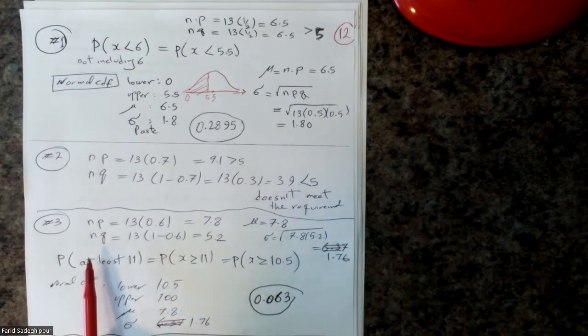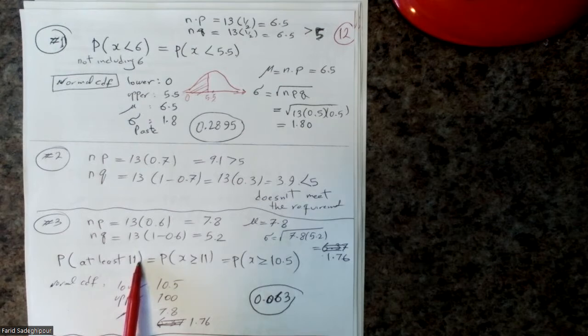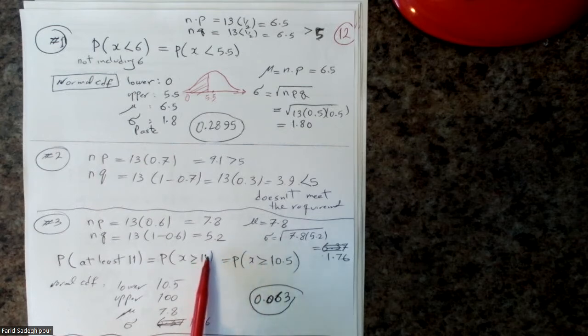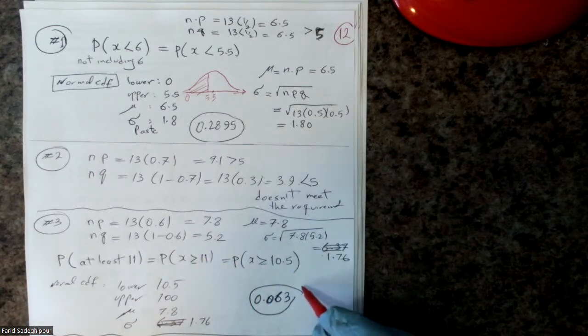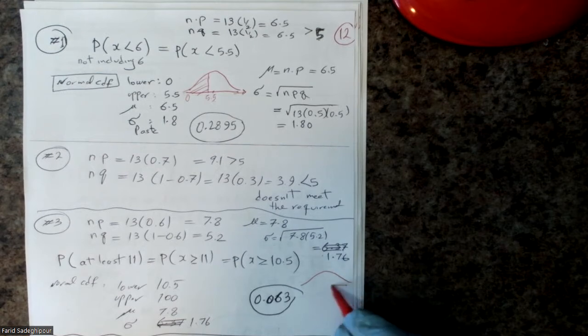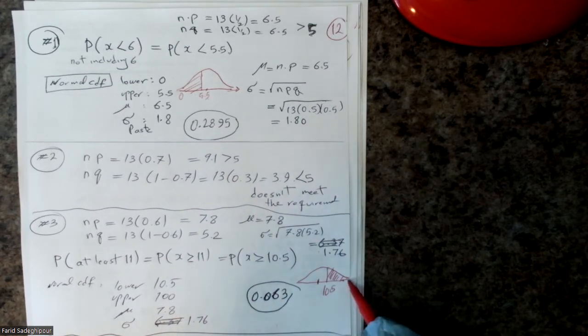This problem number 3 said find the probability of at least 11, means x is 11 and above. So in that case, you subtract 0.5. Why? Because you want to have 11, 11 is included. So in that case, you need to find this area. The left point is 10.5, and this point, since you don't know what it is, you just give it a very large arbitrary number, like 100. That gives you the area.